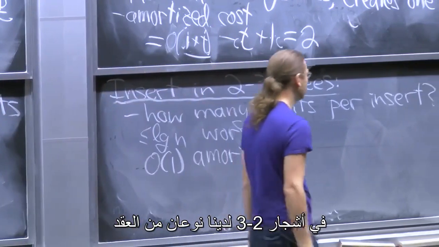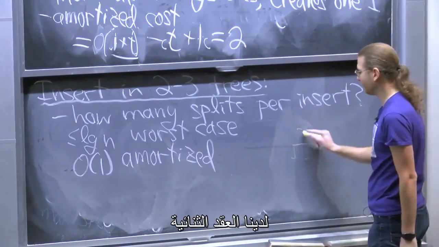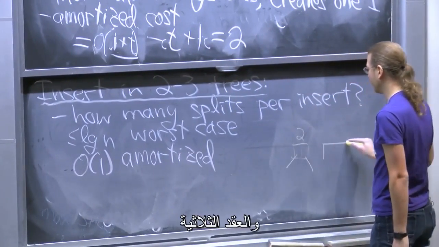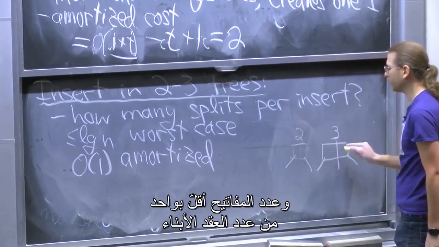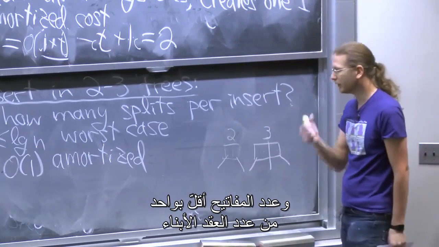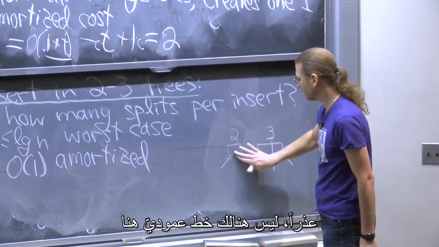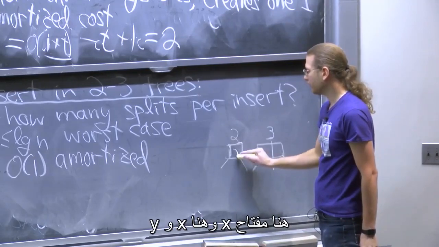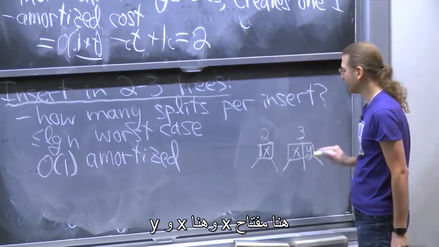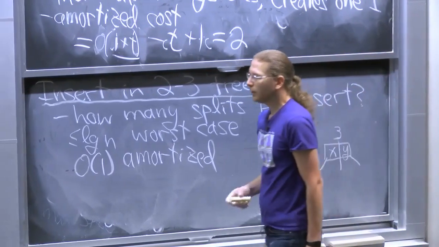In a 2-3 tree, we have 2 types of nodes: 2 nodes and 3 nodes. I'm counting the number of children, not the number of keys, which is one smaller than the number of children. So no vertical line there. This is just some keys x and y.